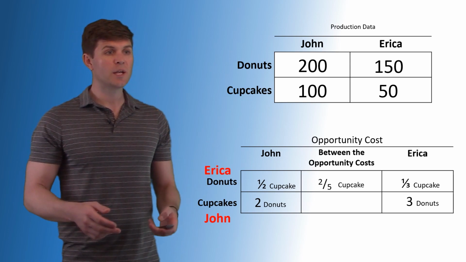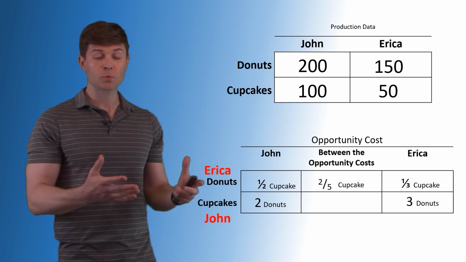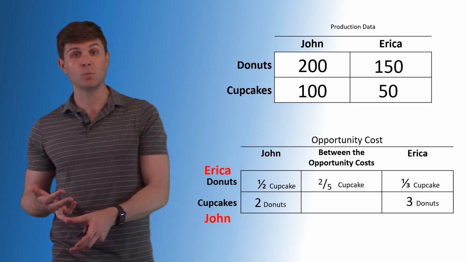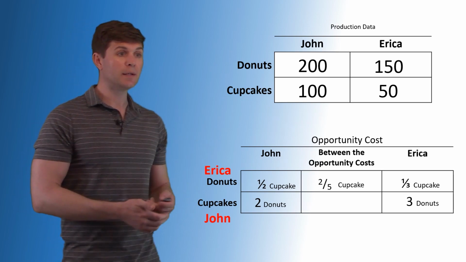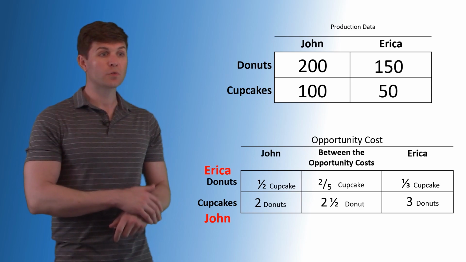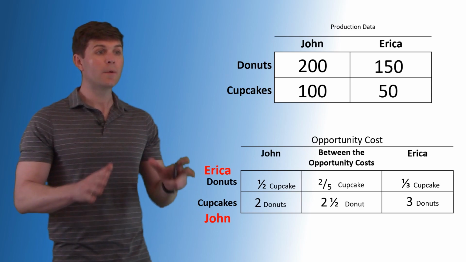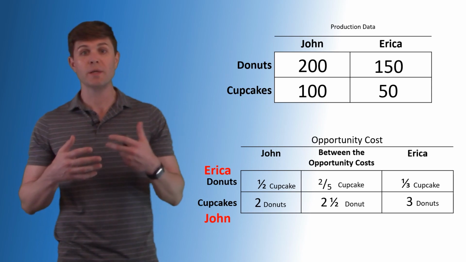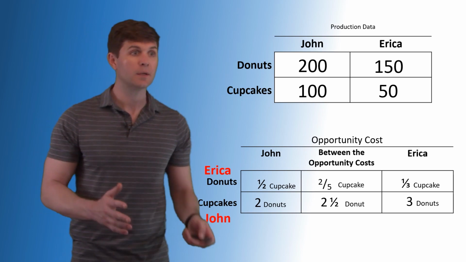1 donut in exchange for 2/5 of a cupcake, this would work. Anything greater than 1/3 but less than 1/2. And with cupcakes, 1 cupcake in exchange for 2.5 donuts, that would work as well. Anything greater than 2 but less than 3 is an acceptable terms of trade.